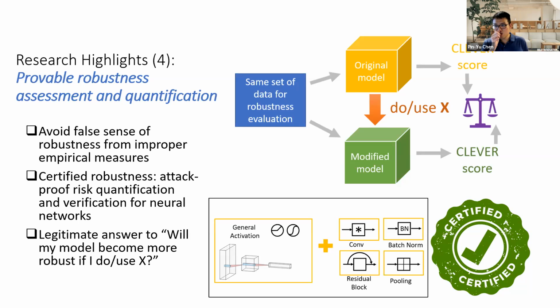And the other motivation is verification. Given one model, and also given a threat model, for example, allowing the image to rotate within a certain degree, can you certify that no matter how I rotate this image, the output of the model will always be consistent?